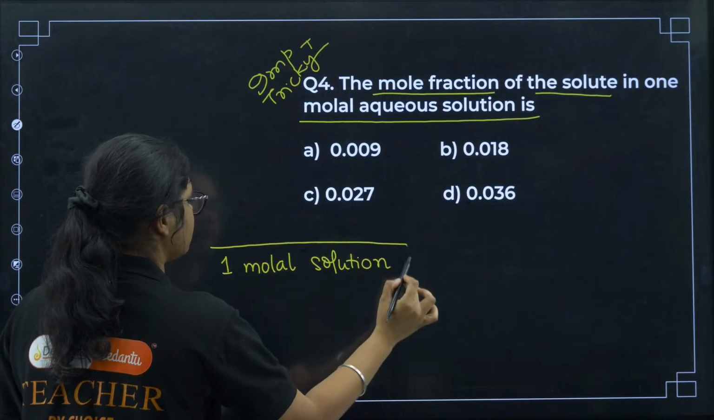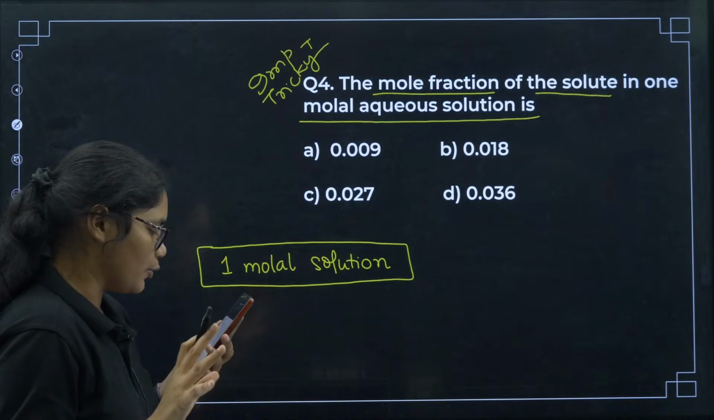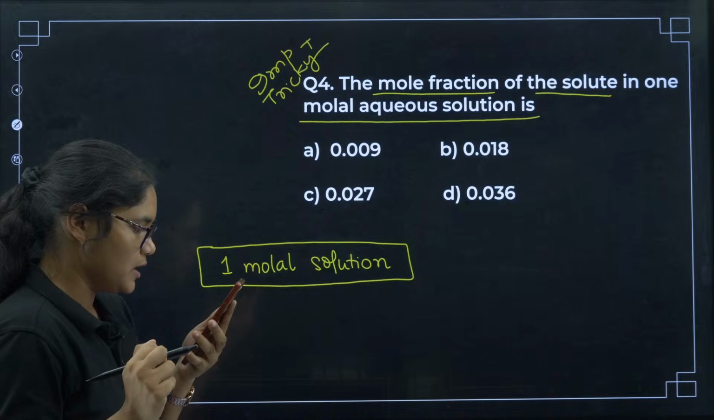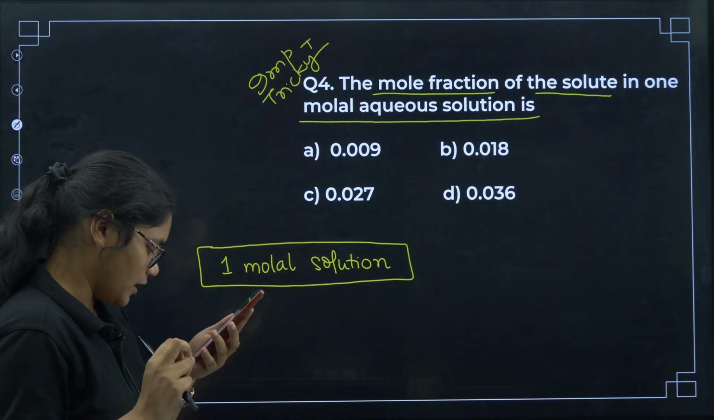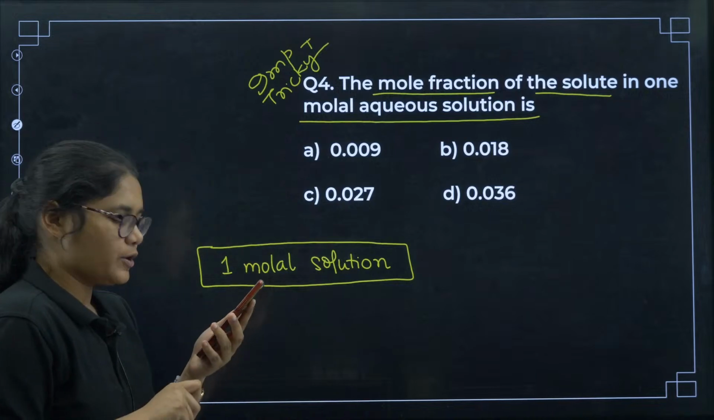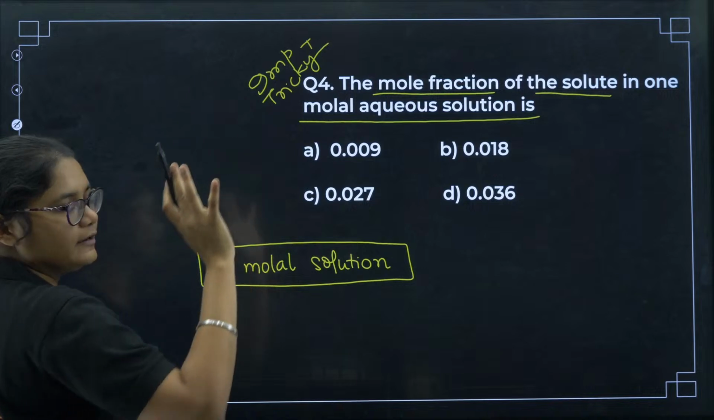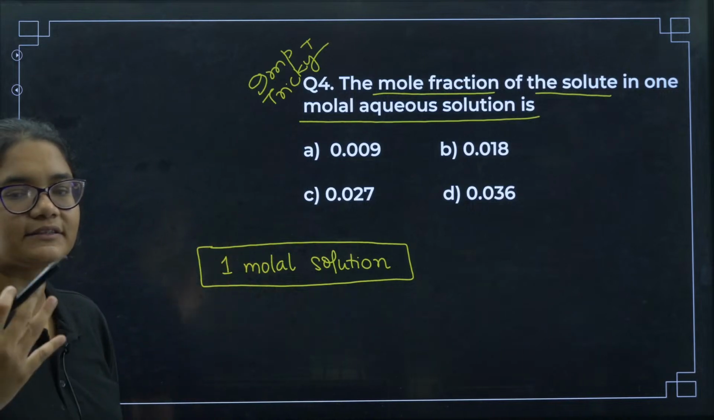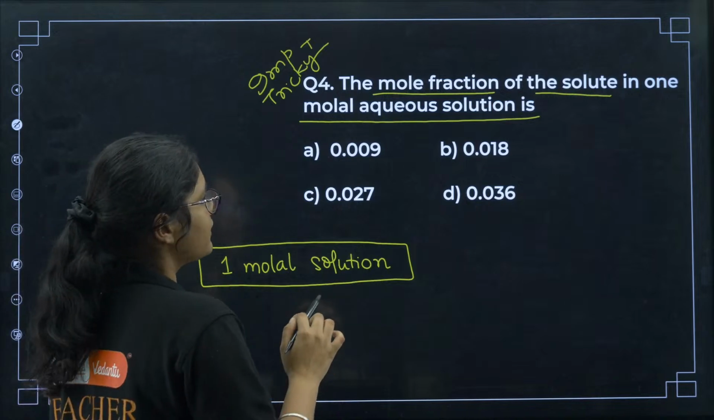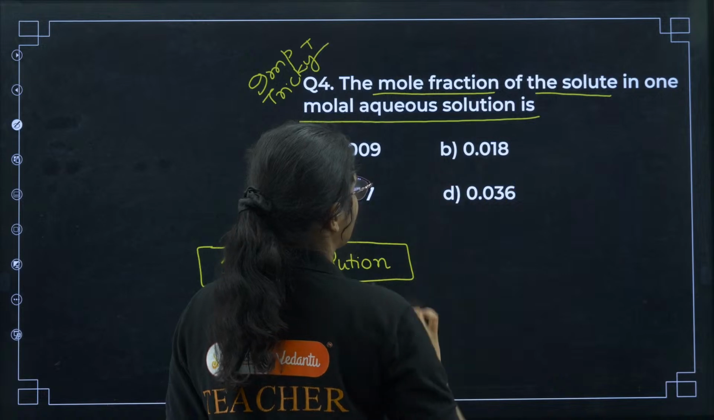Okay, we have 1 molar solution, and now you have to calculate the mole fraction of the solute. 0.009? No, that is not the correct answer. I want this question solved for all of you because I think it is a little tricky, and it includes a lot of formula and calculation. So you have here the mole fraction of the solute in 1 molar aqueous solution.